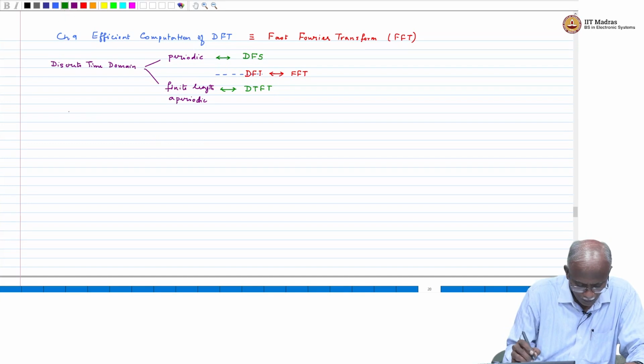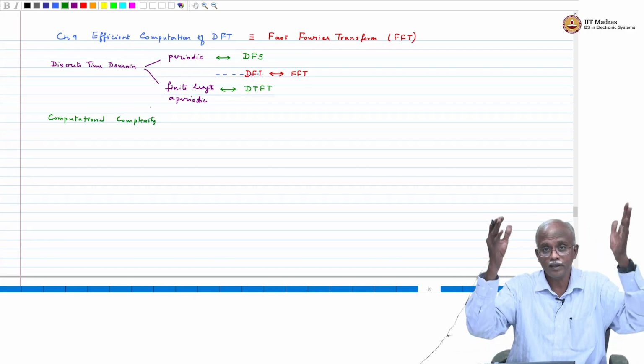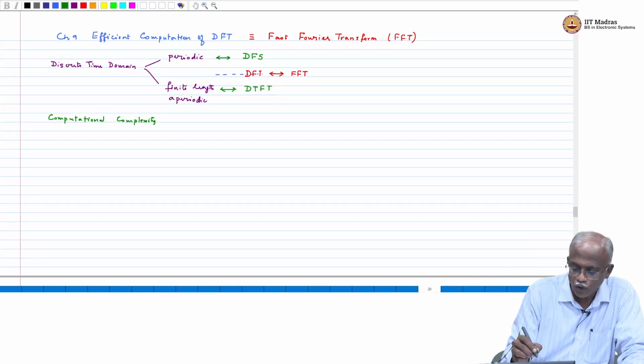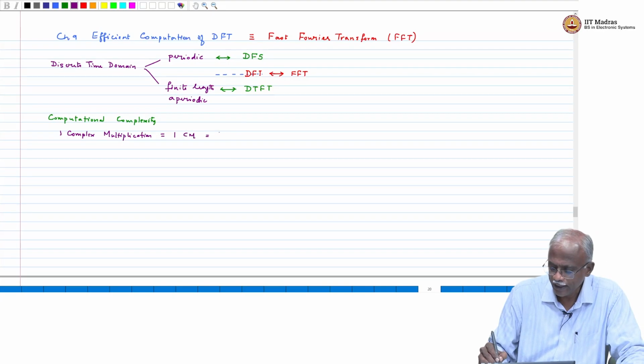When you multiply two complex numbers, we will look at a quick way to estimate computational complexity. We are dealing with a transform, where the matrix has all complex numbers. So when you are looking at one complex multiplication, I'm going to use the short form 1 CM. What does 1 CM typically represent? Multiplication of two complex numbers, a plus jb, c plus jd.